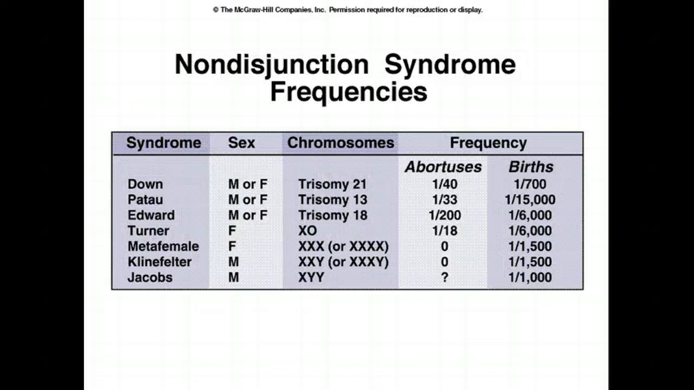This slide shows some examples of nondisjunction in the autosomes and sex chromosomes and the frequency with which they occur. This concludes our narrated PowerPoint lecture for Module 7, Part 1 on genetic inheritance.